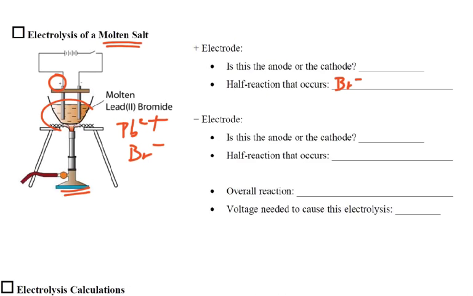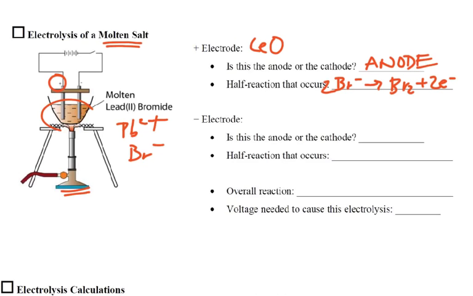Okay, when it comes over there, what's it going to do? It's going to lose an electron. Okay, so we're going to have 2 Br- turn into Br2 and give off 2 electrons. So that process there is losing electrons. Losing electrons is oxidation. So this is the anode.